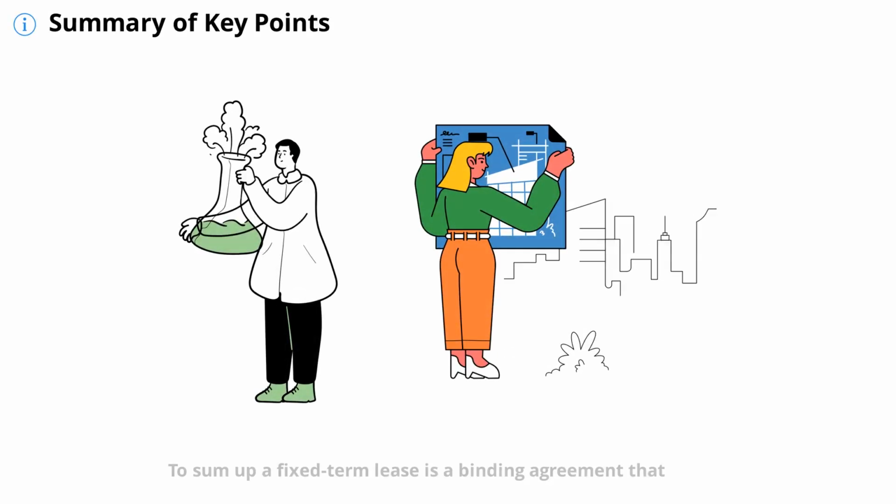To sum up, a fixed-term lease is a binding agreement that provides stability and clarity for both tenants and landlords. It outlines the duration, rent, responsibilities, and rules for the rental period. While it offers many benefits, it's important to understand the terms, communicate openly, and plan ahead to avoid problems.